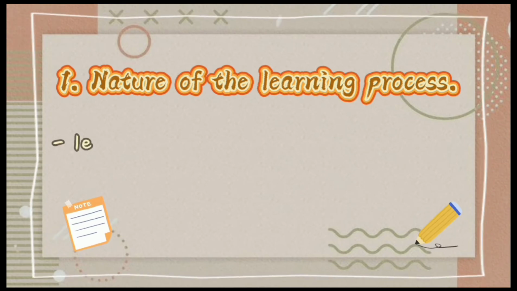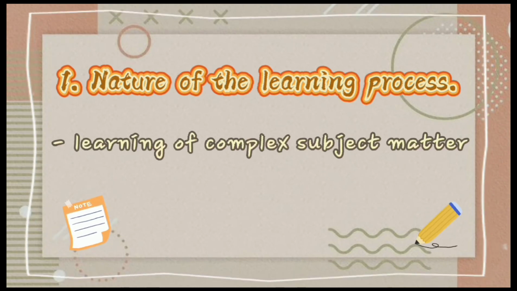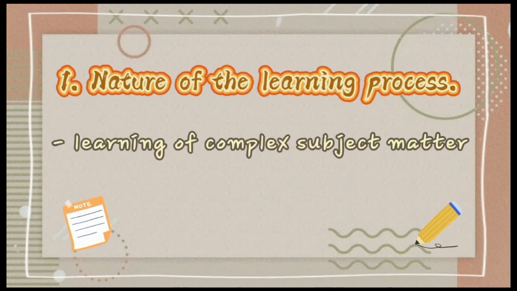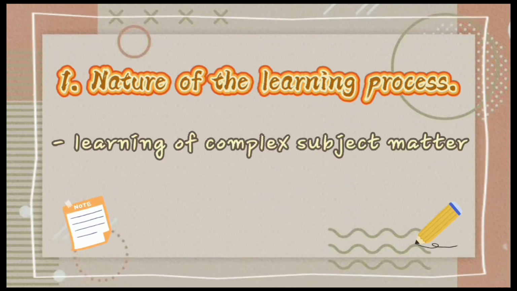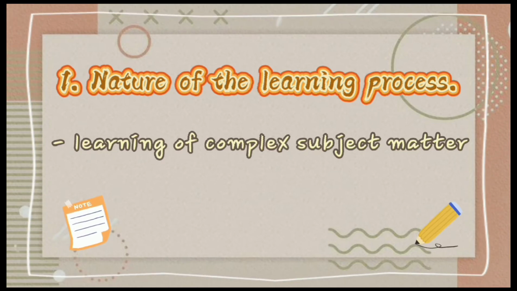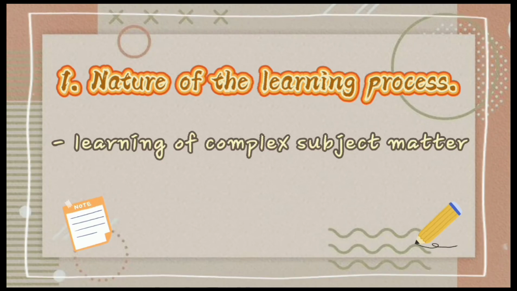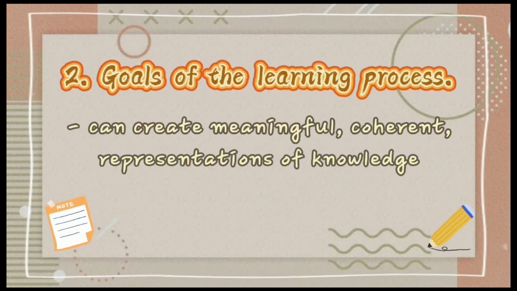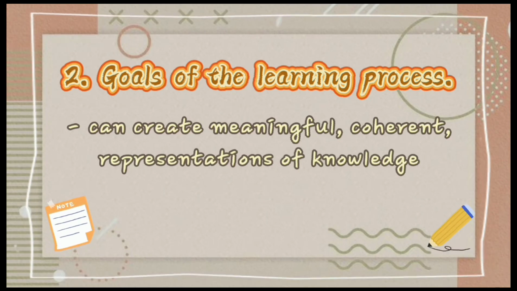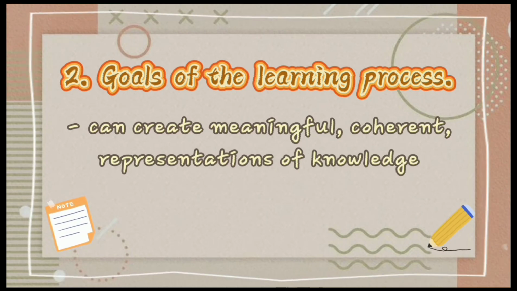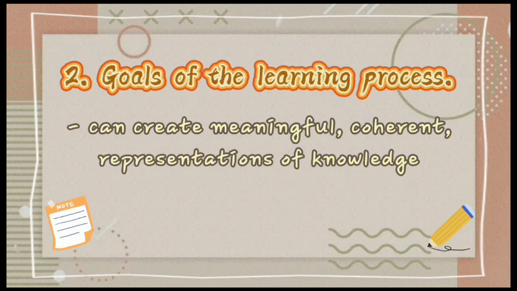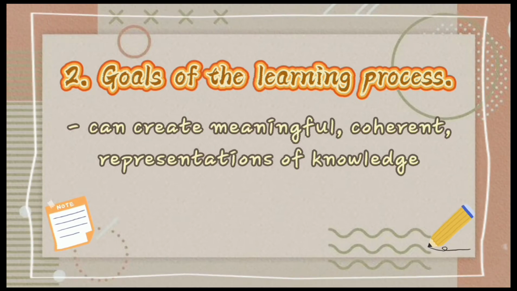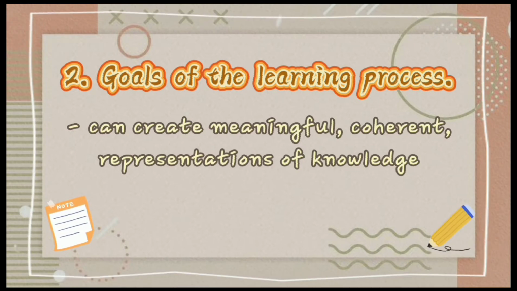Nature of the learning process. It is the learning of complex subject matter. It is most effective when the learners process the information that they got from their experiences. Goals of the learning process. It can create meaningful, coherent representations of knowledge. The learning process of the learners is effective when the learners are able to apply the things that they've learned to themselves.